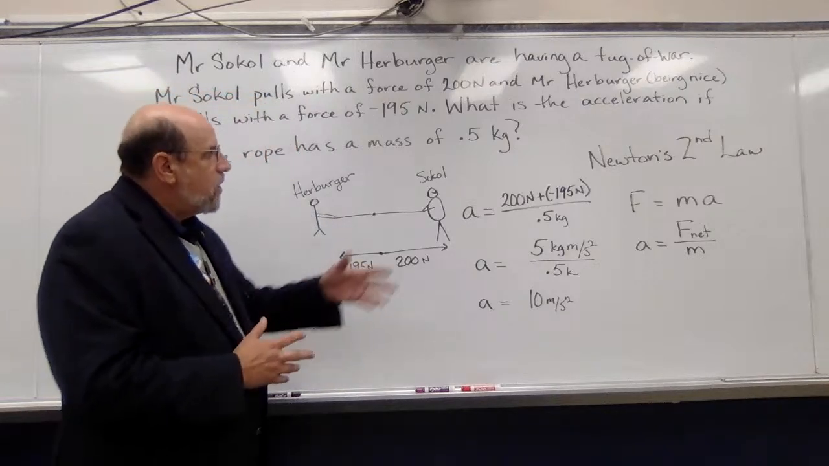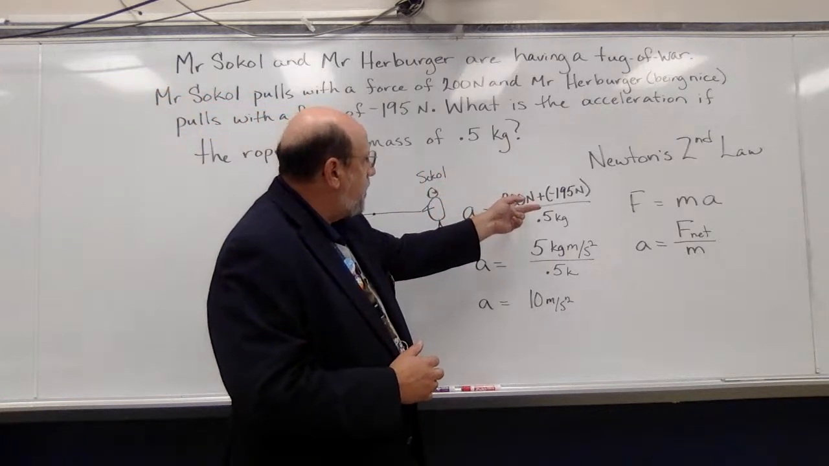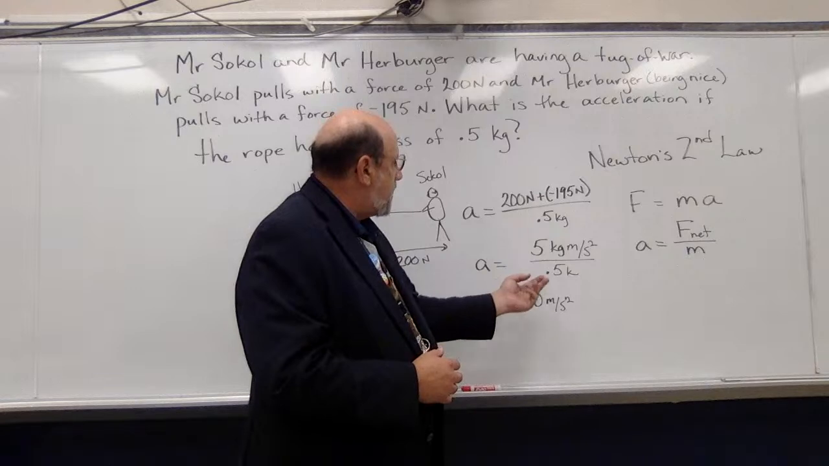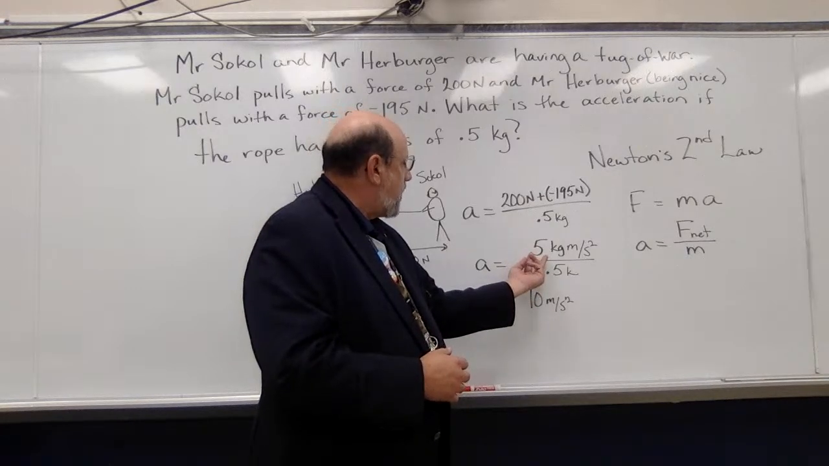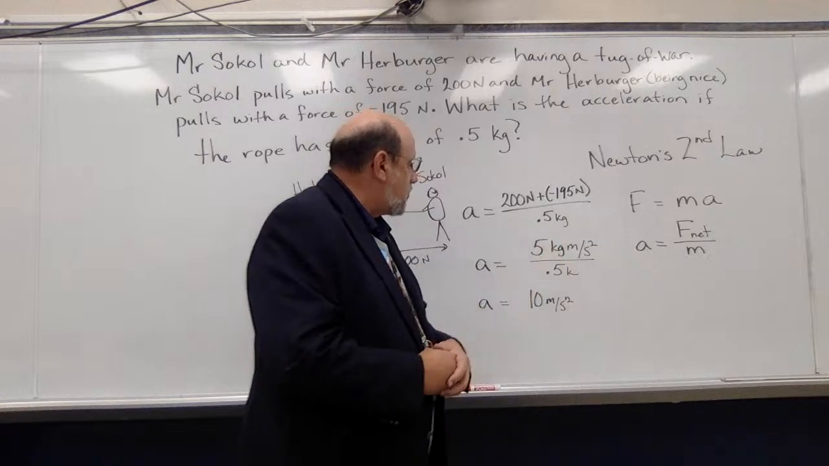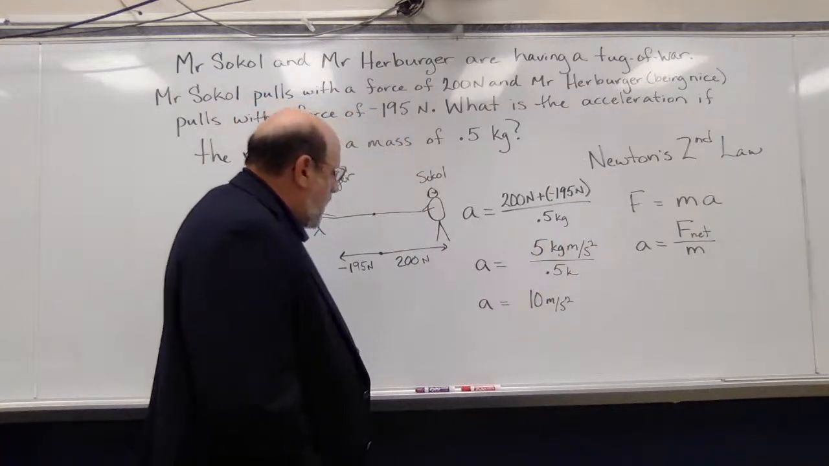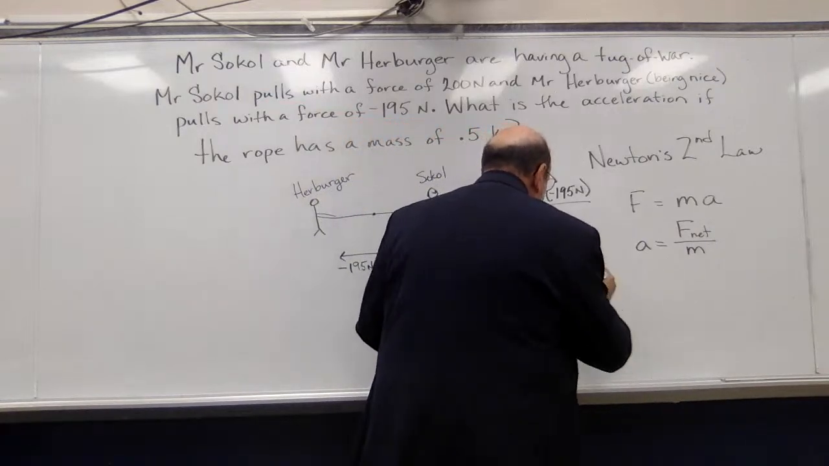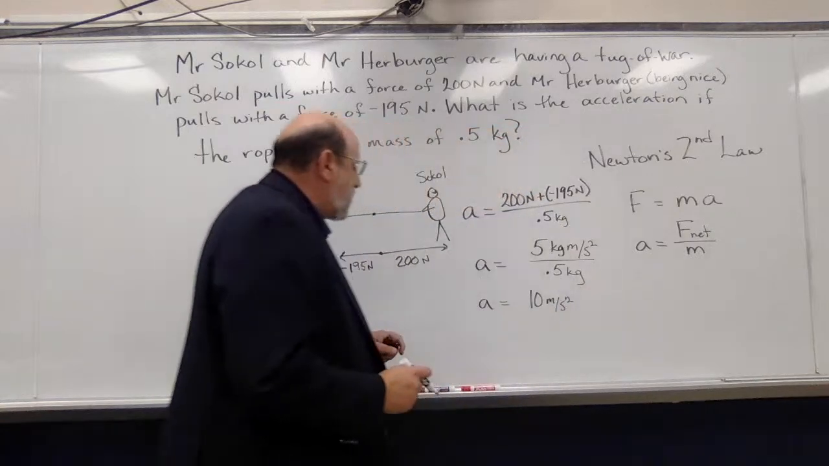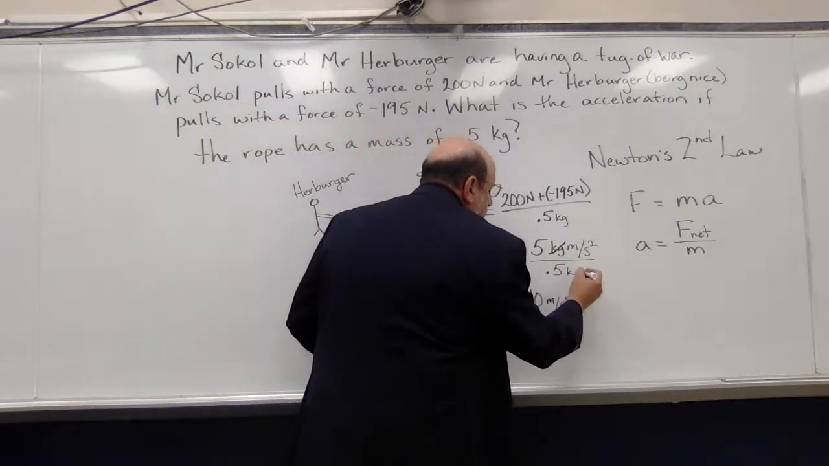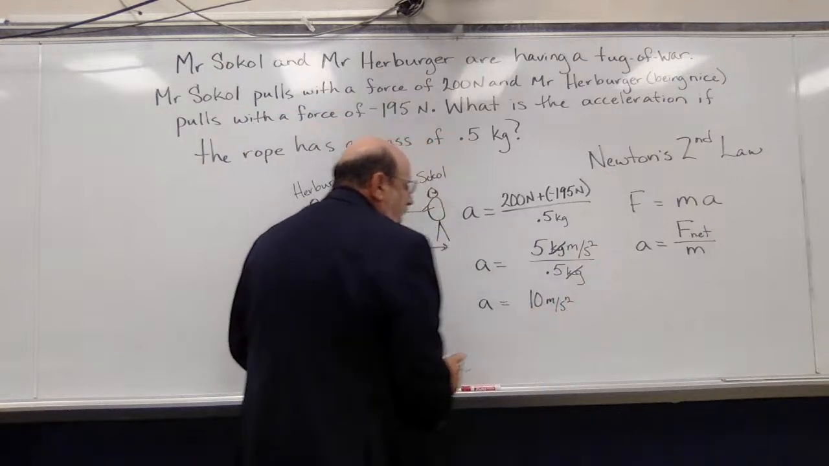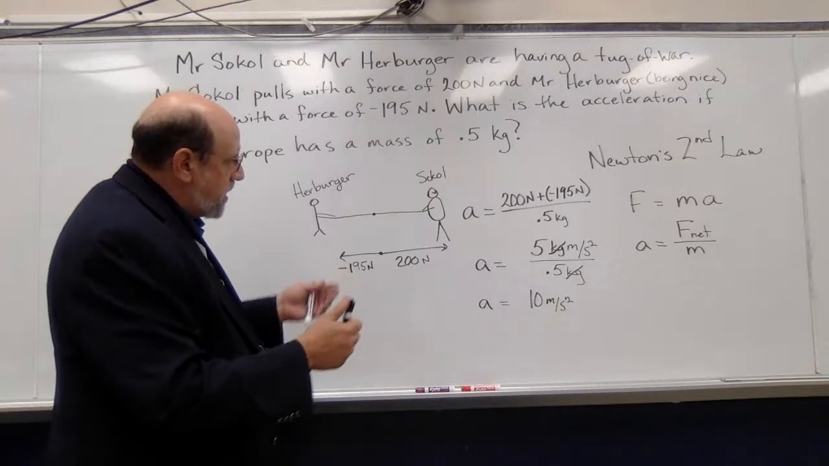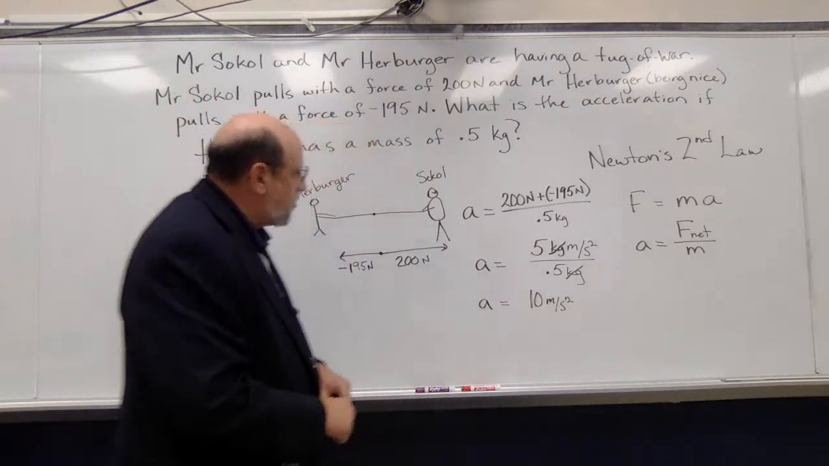Okay, so what do we do? We plug all the numbers in. Sokol's force here, Mr. Herburger's force here. We find the net force and divide by the mass. So the net force is 5 newtons, or 5 kilogram meters per second squared. I set it up this way because I want to cancel some units so that I know what I end up with. So kilograms cancel with kilograms. I end up with 5 divided by a half, which is basically multiplying by 2, so 10 meters per second squared.